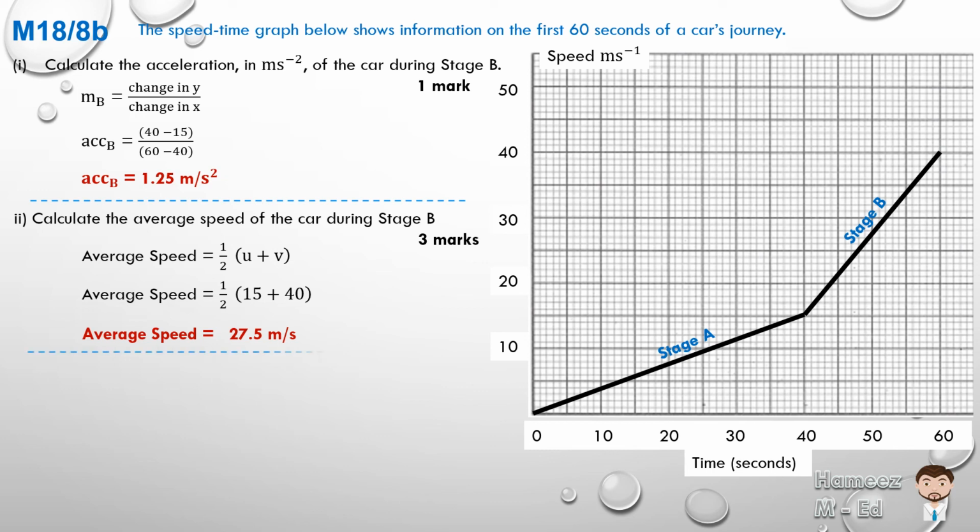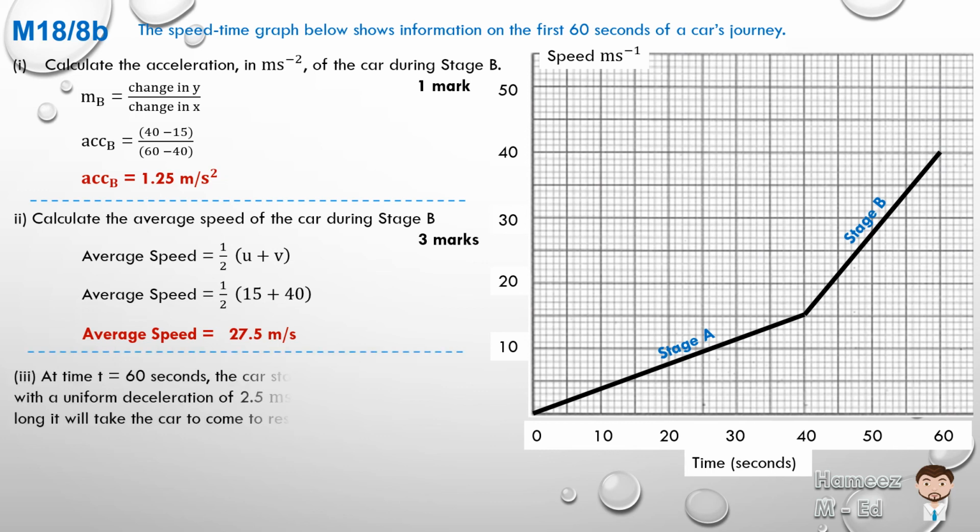And the last part of the question, part 3, at time t is equal to 60 seconds, which we have at the end of stage B, the car starts to slow down with a uniform deceleration of 2.5 meters per second squared. So deceleration means that the gradient is negative. Determine how long it will take the car to come to rest.